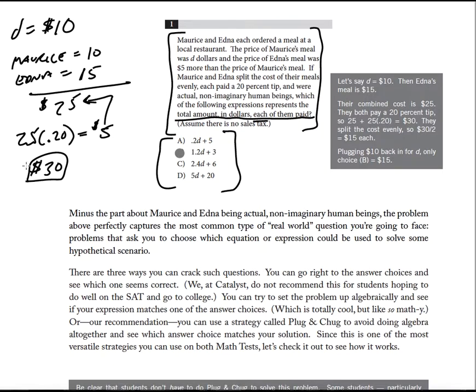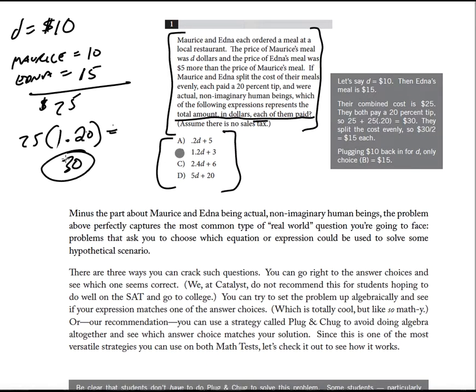There's actually a slightly faster way that I want to make sure you know when you're dealing with decimals. Instead of taking 25, multiplying it by 0.20, and then adding that amount, which is 5, back to the 25, which is perfectly fine, you can just shave off a couple of seconds by doing 25 times 1.20, and that will equal $30, which is the combined amount.